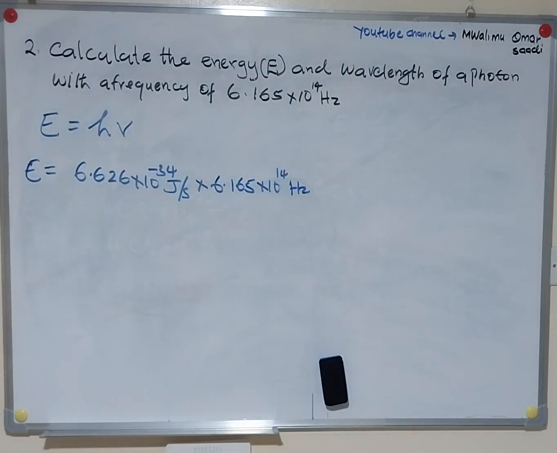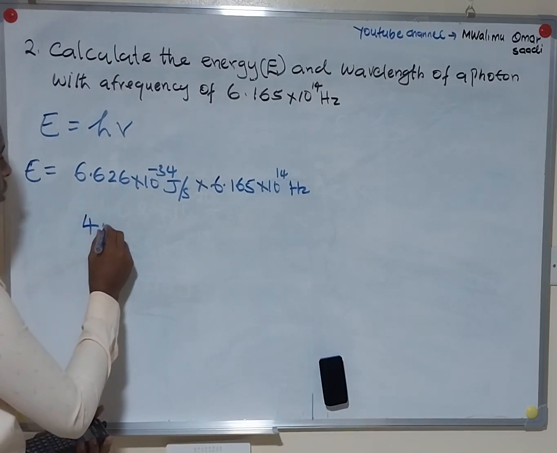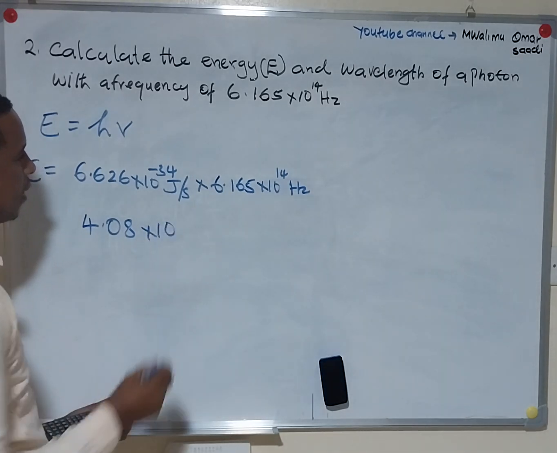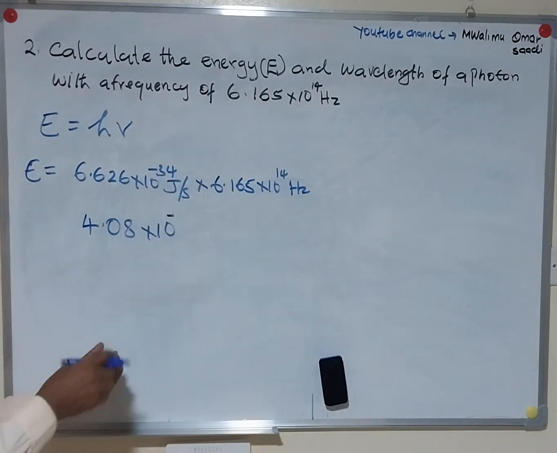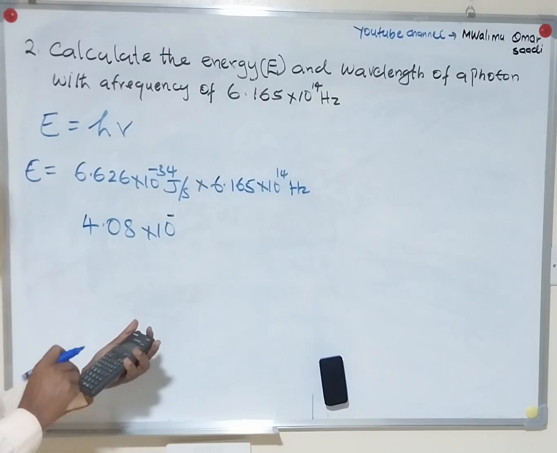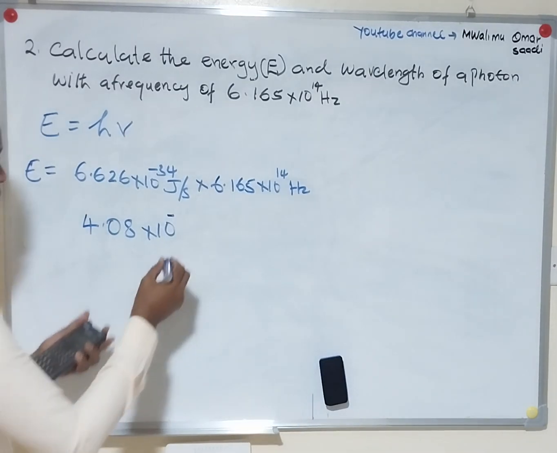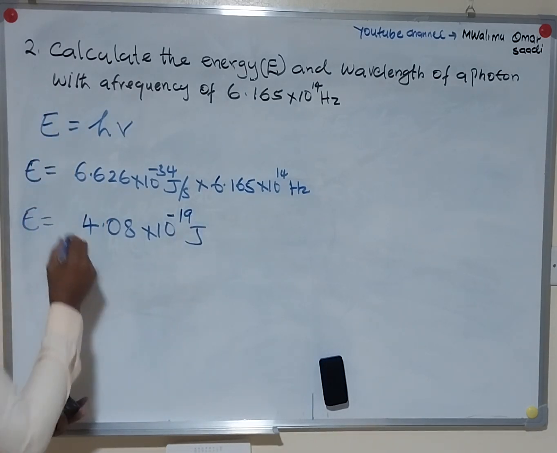So we'll just multiply 6.626 times 6.165. That is 4.08 times 10 power negative what? Negative 34 plus 14 will be negative 20. Negative 20 plus 1 will be negative 19. So that is our energy E.